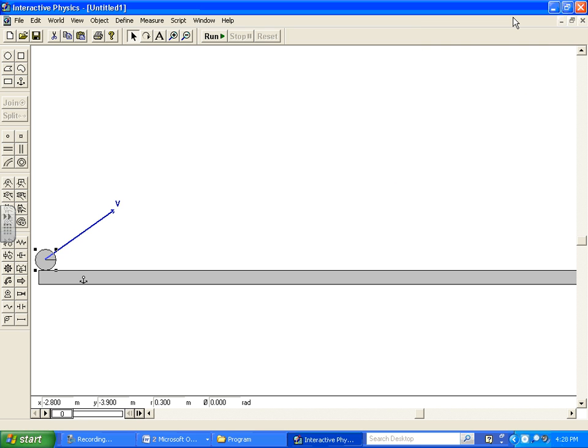In the previous video, we learned how to find the maximum height of a projectile that's launched directly upwards. Now we're going to look at a projectile that's not launched directly upwards, but at some angle theta and some initial velocity v.